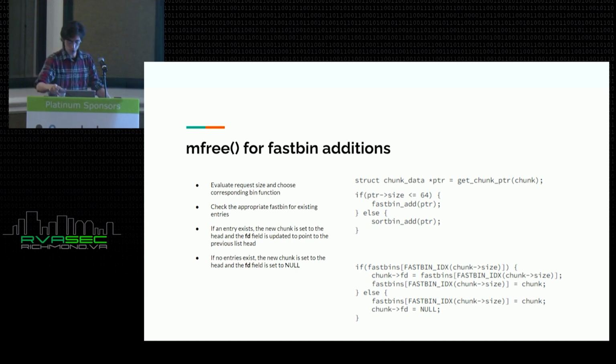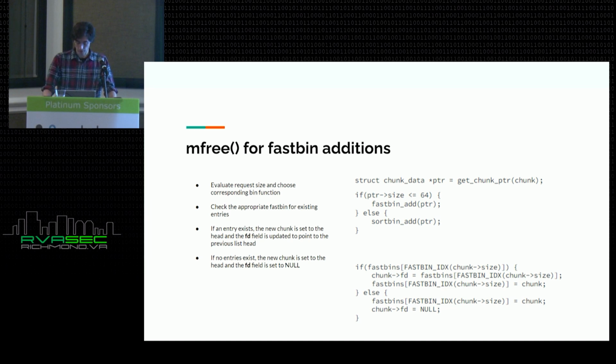So mfree itself is incredibly simple. It's essentially a call to get chunk pointer to get the start of the chunk from your usable memory, and then it evaluates the size of the chunk. Depending on the size, it will either add it to the fastbin if it's lower than or equal to 64 bytes, or it'll add it to the sorted bin if it's greater than that.